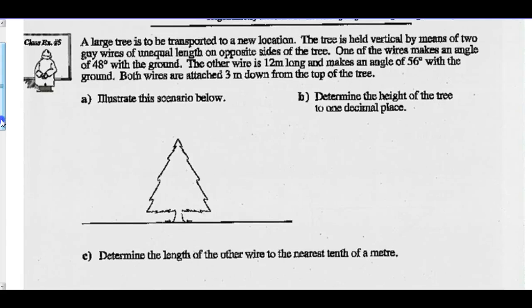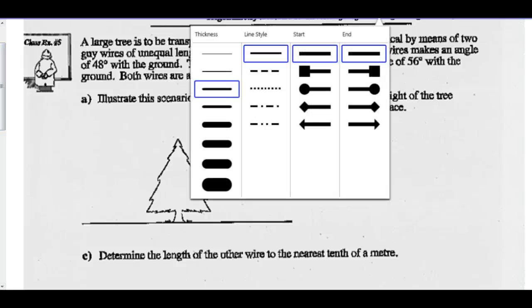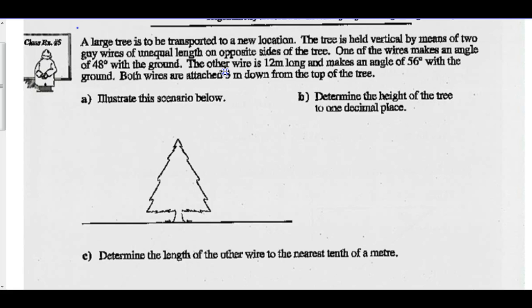Example 5. A large tree is being transported to a new location. The tree is held vertical by means of two guy wires of unequal length on opposite sides of the tree. One of the wires makes an angle of 48 degrees to the ground, the other wire is 12 meters long and makes an angle of 56 degrees with the ground. Both wires are attached 3 meters from the top of the tree. A, let's illustrate this scenario below. All right, so let's illustrate this scenario. We got two guy wires that are both attached 3 meters from the top of the tree. So from here to here is 3 meters.